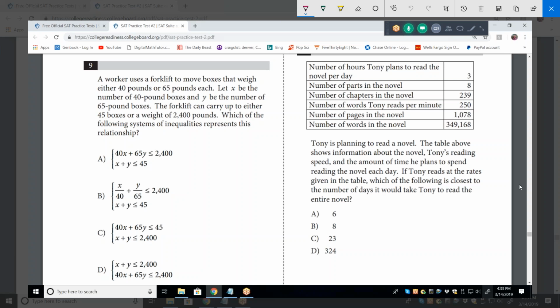Yeah, okay. We ought to be able to go through each of these answers and say yay or nay. X is the number of 40-pound boxes, Y is the number of 65-pound boxes, and there's 45 boxes. So which of these looks like it could be an answer? I'd say A does.